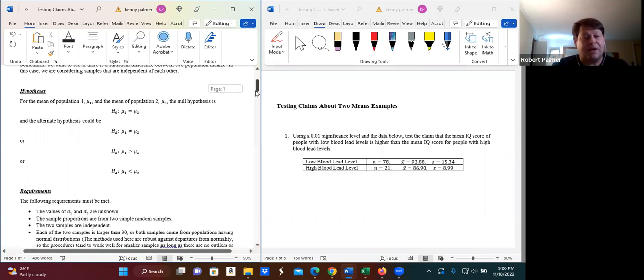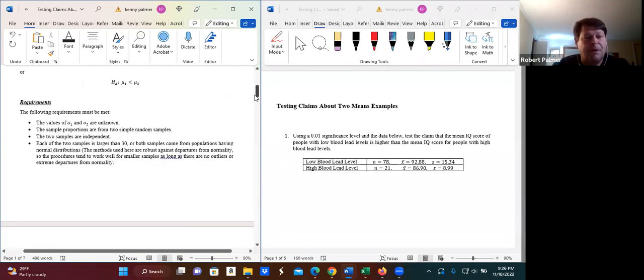Now, the requirements for this test: here we're assuming we don't know the values of the standard deviations of the populations, and so we're essentially using a t-test. We assume the samples are simple random samples, unless we have a reason not to. We also assume they're independent of each other. In the future, we'll talk about differences between independent and dependent samples. And I'll also assume that either each sample is larger than 30, or they come from populations having normal distributions.